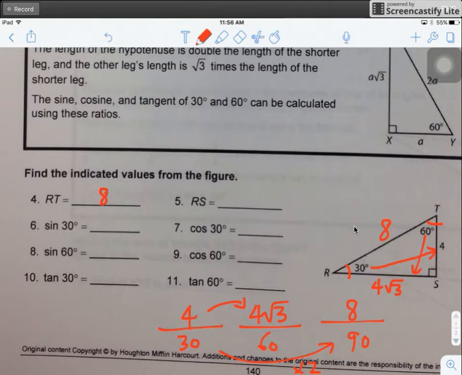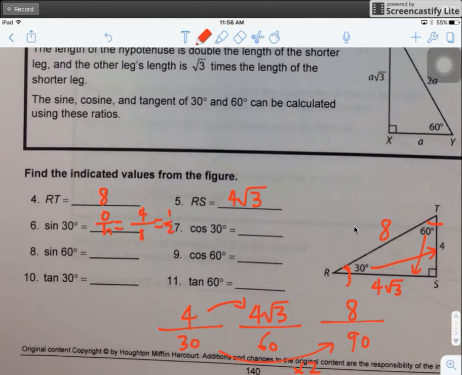Number 5, RS, which we also found, it's the longer leg, so it's 4 times the square root of 3, which is radical 3 times as much as the short leg. Number 6 is asking for the sine of 30 degrees, which is this angle right here. The sine is the ratio opposite over hypotenuse, so opposite of 30 is 4, divided by hypotenuse, which is 8. And we can easily reduce that to 1/2.